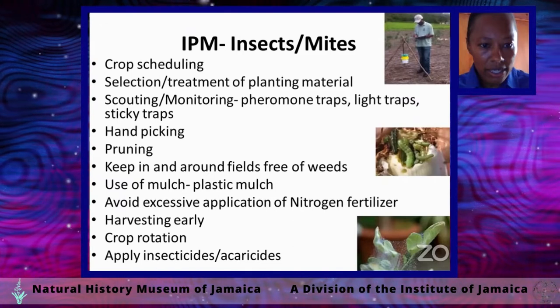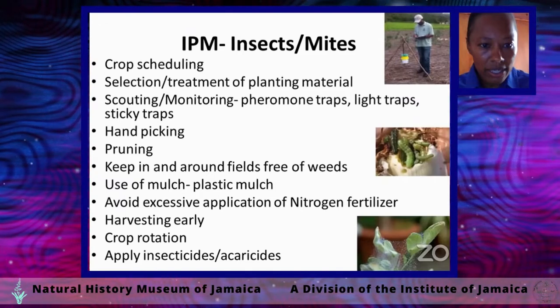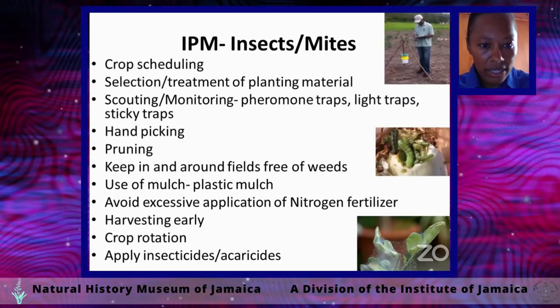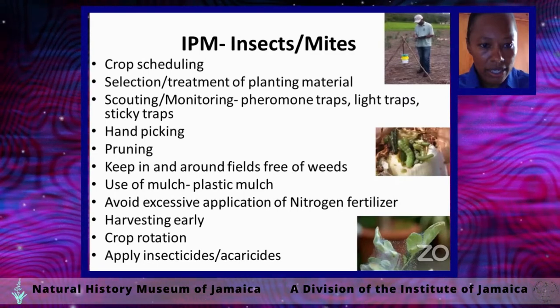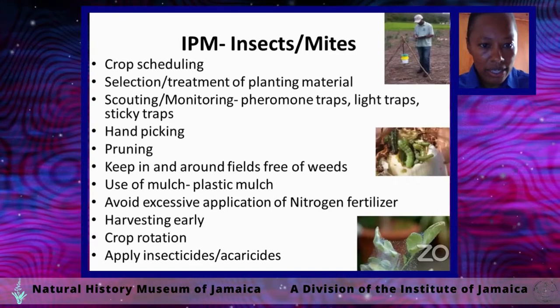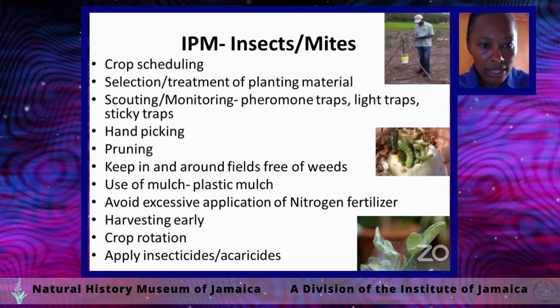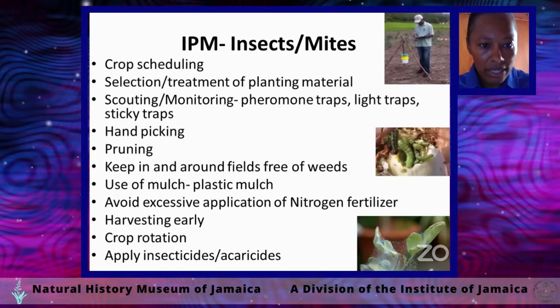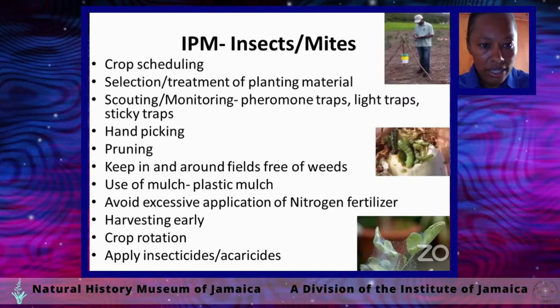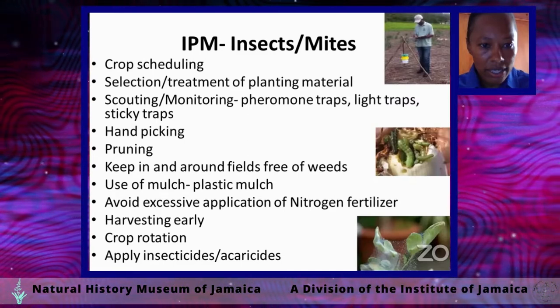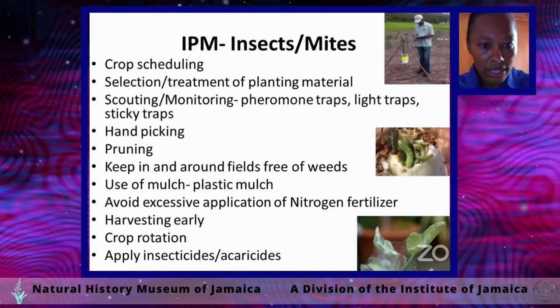So we're talking about insects and mites, things that you can do if you have this problem or to minimize the situation. We talk about pruning. We talk about selection of the planting material, also treatment. We talk about use of the traps, scouting and monitoring. We talk about hand picking, pruning. And pruning is just basically taking off the leaves, taking off the affected parts of the plant.